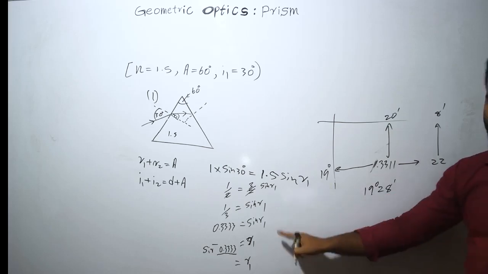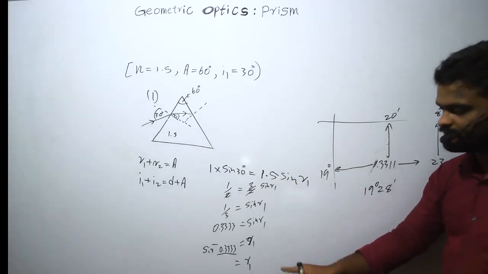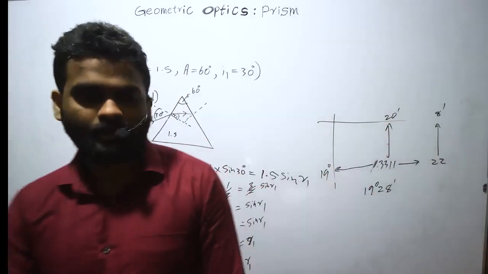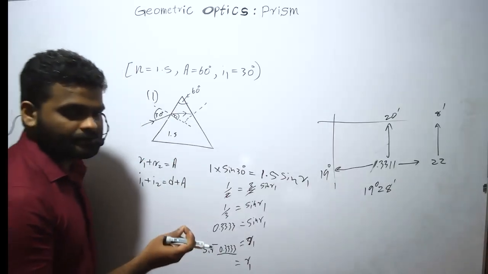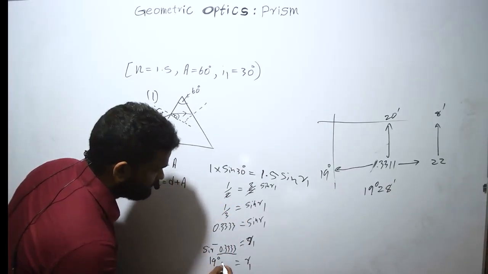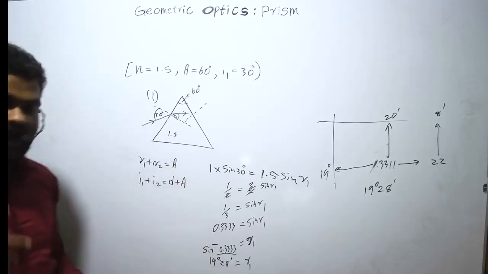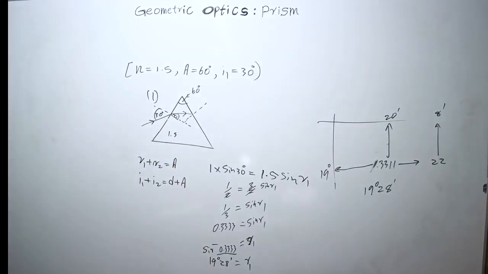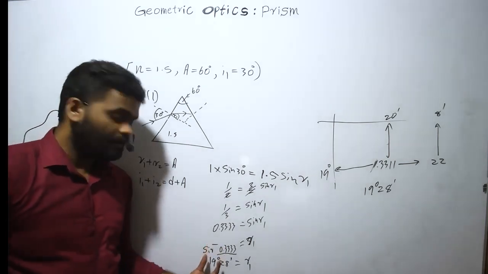So when you are learning this, you need to find these angles, right? You should be able to quickly find these. So for that you need practice. 19 degrees 28 minutes. So that is the value of R1.